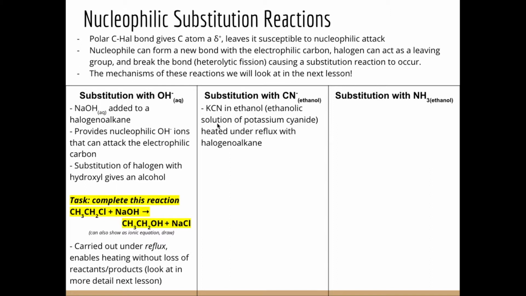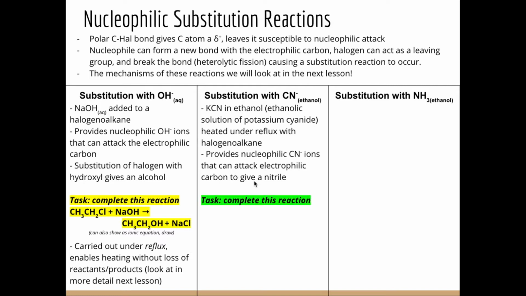So we can refer to this as an ethanolic solution of potassium cyanide, heated under reflux, so we provide that energy without losing any product with our halogenoalkane. We use the ethanol because we want the cyanide to be the nucleophile, and this will prevent any byproducts that might form, say, if we can form an alcohol in an aqueous solution. So this provides nucleophilic cyanide ions that can attack the electrophilic carbon to give a nitrile group. Based on all of that, can you complete this reaction?